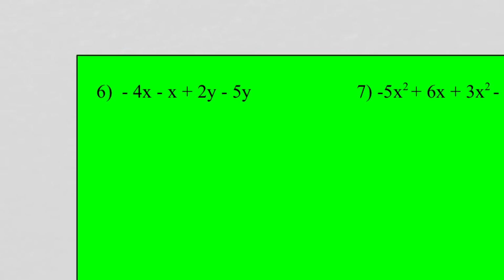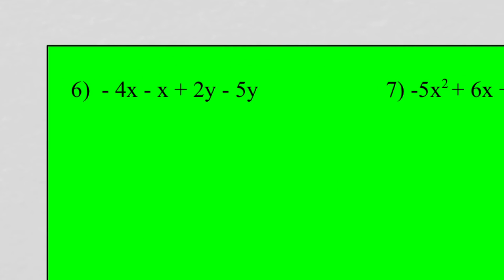Let's look at another one, a little more complicated. So number 6, we have a negative 4x and a negative 1x. Well, negative 4x, negative 1x, the signs are the same. So you add them, you get 5x, but they share that negative sign, so it's negative 5x.